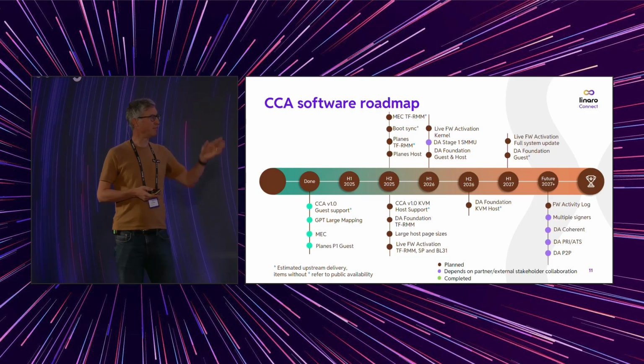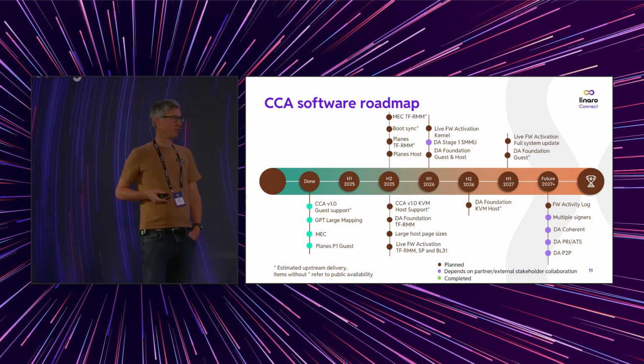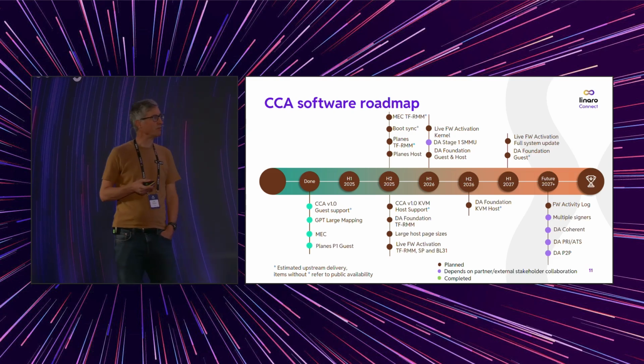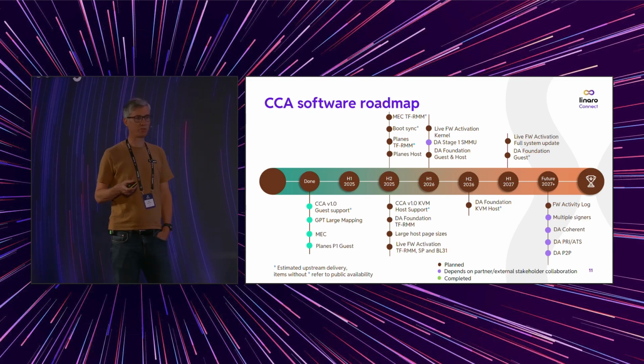Here's the roadmap. You can see a lot of stuff landing in H2 this year. The MEC support, which should land upstream. The boot sync patches I just mentioned. The plane support, at least on the firmware side, should be ready by the end of the year. Planes host side as well, at least public branches available for that. The foundation RMM side should be functionally complete by the end of the year.